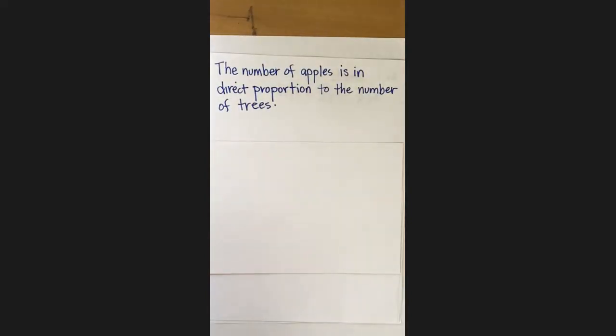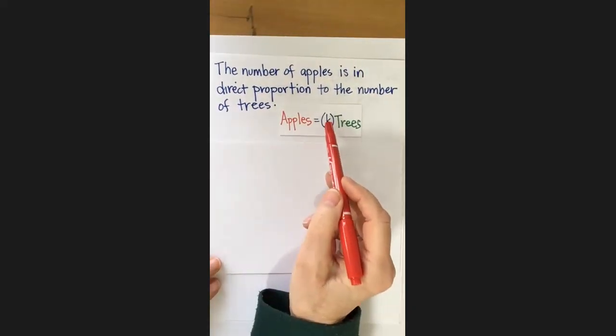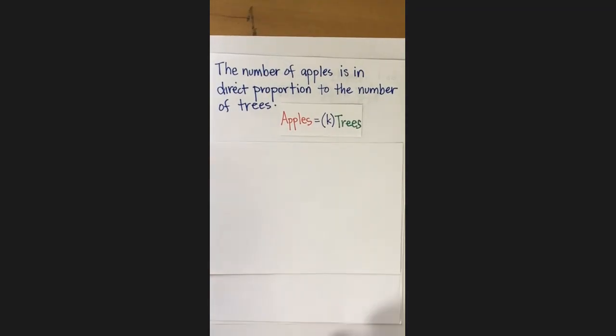So the problem might start off like this. The number of apples is in direct proportion to the number of trees. This allows us to set up our proportion. The number of apples is in direct proportion to the number of trees.